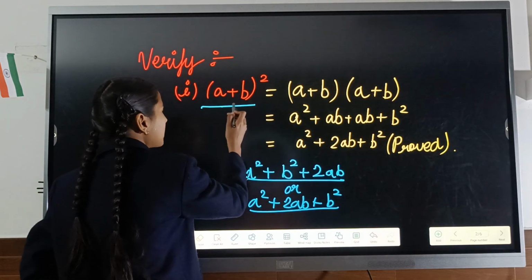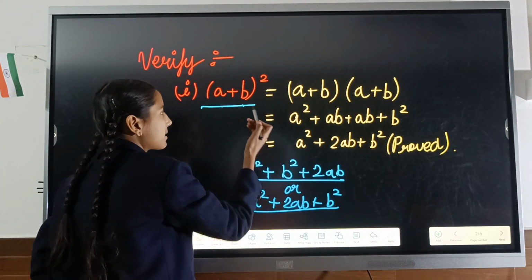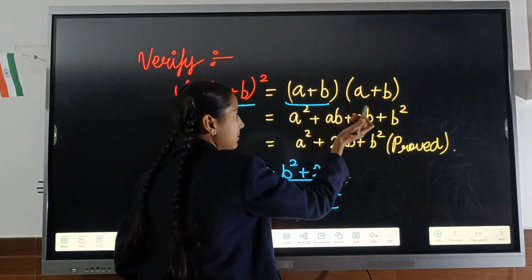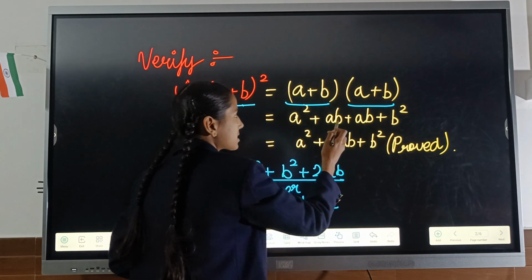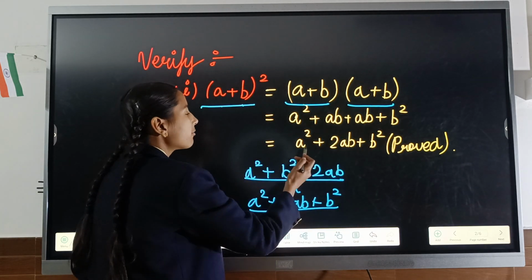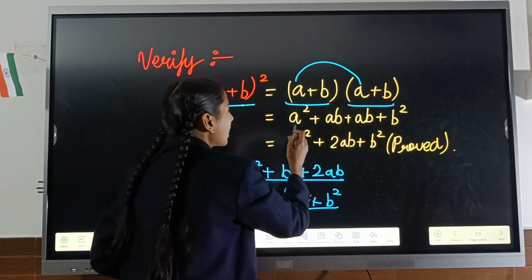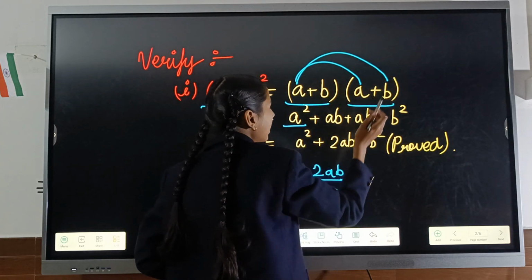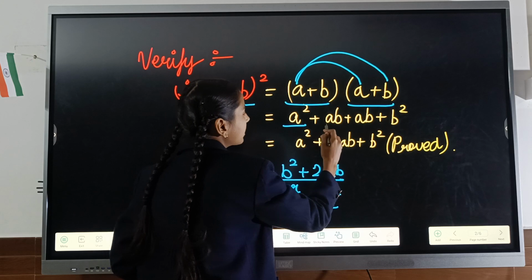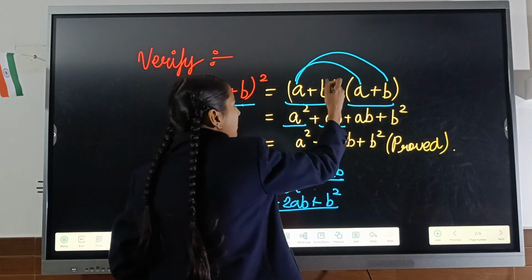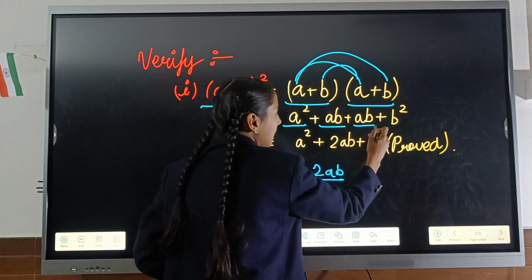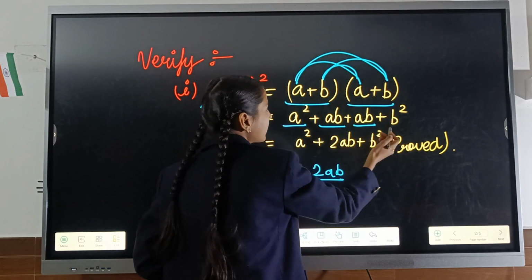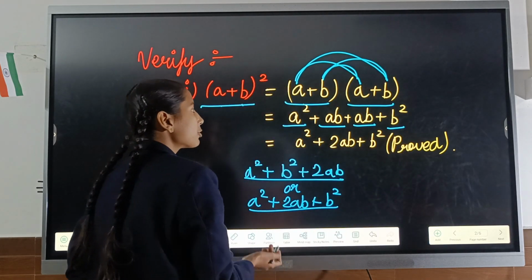So (a plus b) whole square means a plus b written two times: in the first bracket a plus b, and in the second bracket a plus b. Now when we multiply a and a, we get a square. Now we multiply a and b, so we get ab. When we multiply b and a, we get ba, or ab. When we multiply b into b, we get b square.